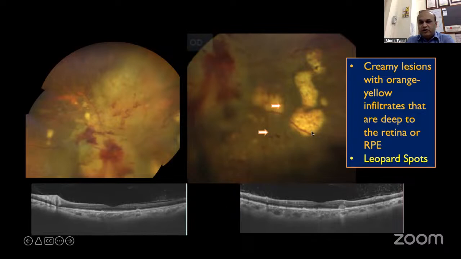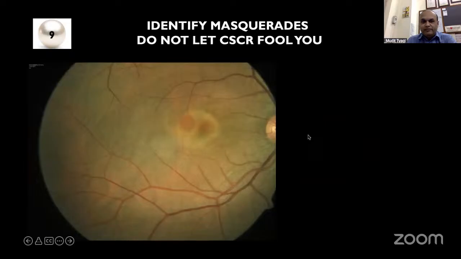So yellowish lesions with pigmentary changes, well-defined margins, coming back the moment you discontinue steroids, sub-RPE infiltration. All of these pieces put together and the jigsaw puzzle reveals itself. You may possibly be dealing with lymphoma. So this is one more entity you should keep in mind.